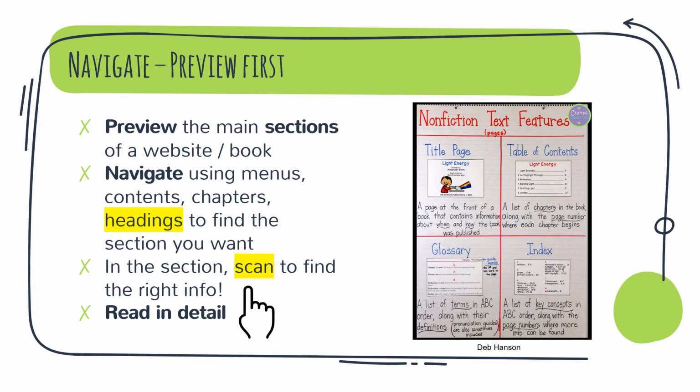On a website, of course, you would look at the menus, to look at the tabs across the main menu on the home page, just to get the overview of what it's all about before you start trying to find your specific information. And then once you've actually gone to the heading that you need, underneath that heading, you can scan to find the right information, and finally you can start reading in detail.